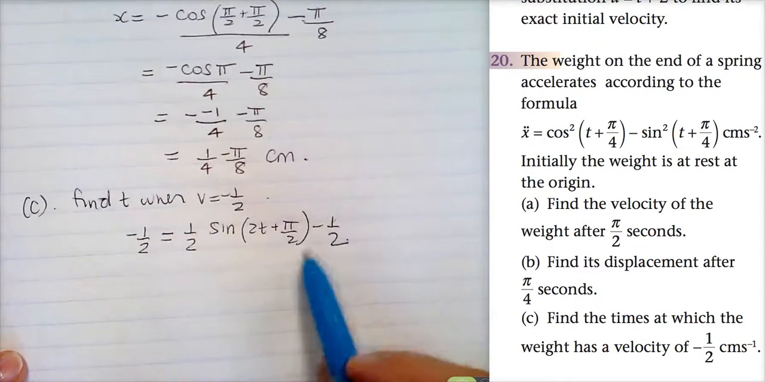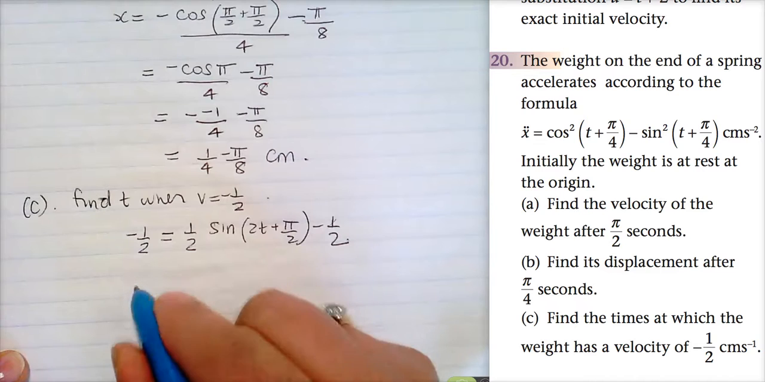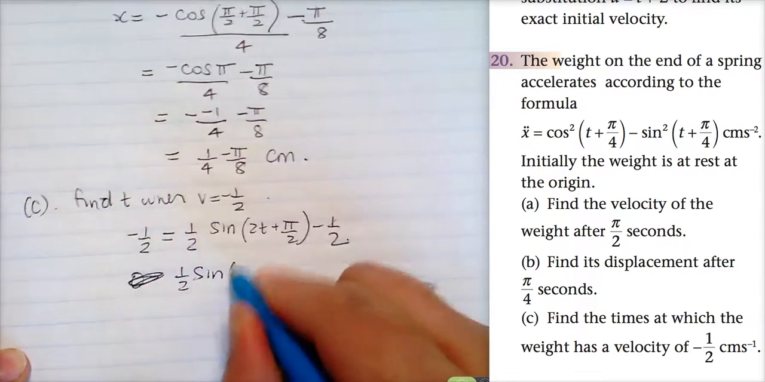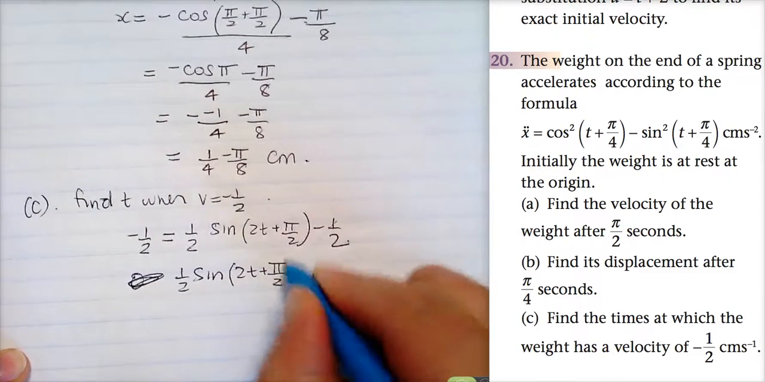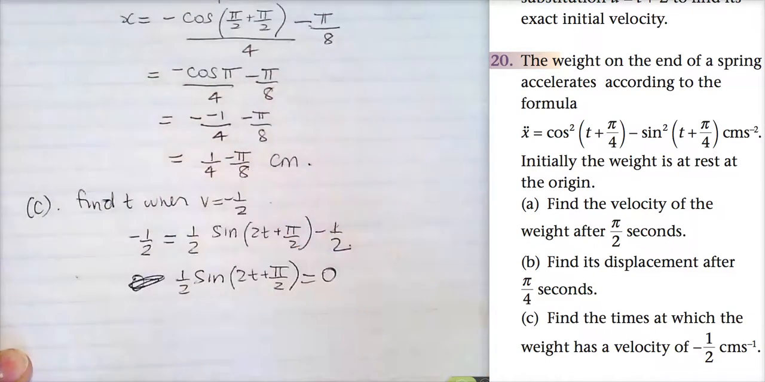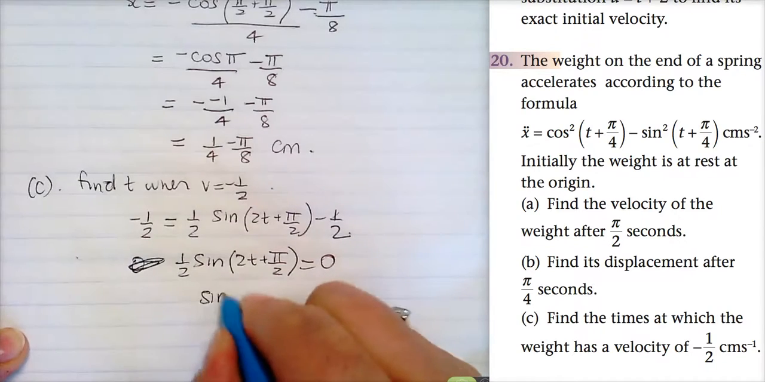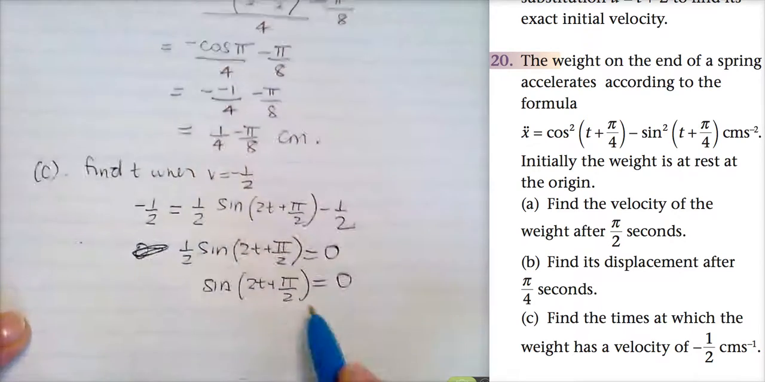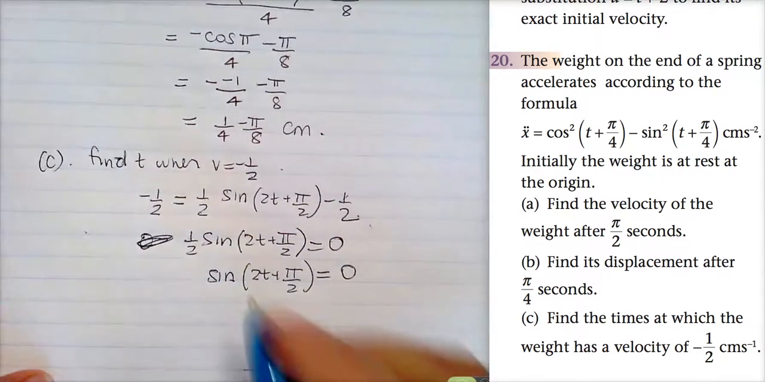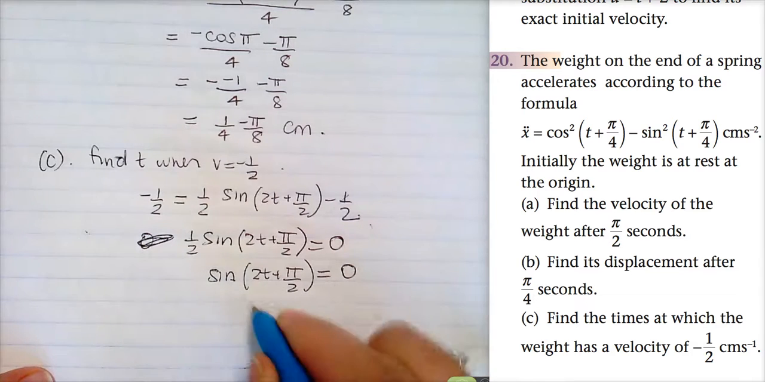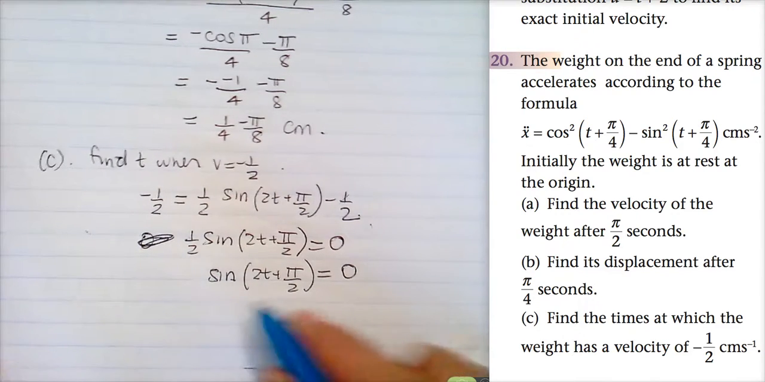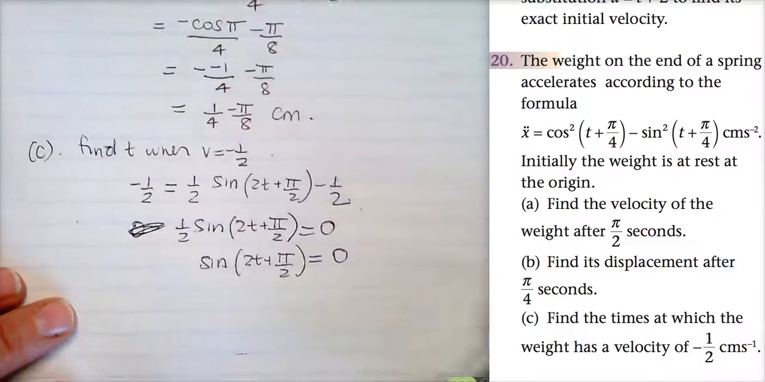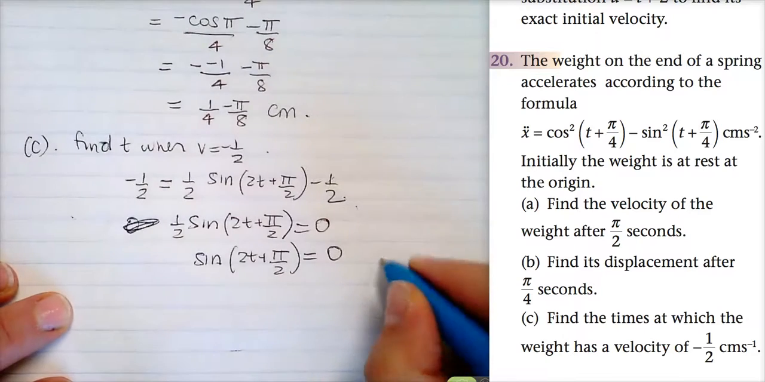The -1/2s go, so we get 1/2 sine 2t plus pi on 2 is 0, don't we? Which means that sine of 2t plus pi on 2 is also 0, because if you times by 2, sine of what is 0? Find the times. Well, they want a general solution or a pattern.